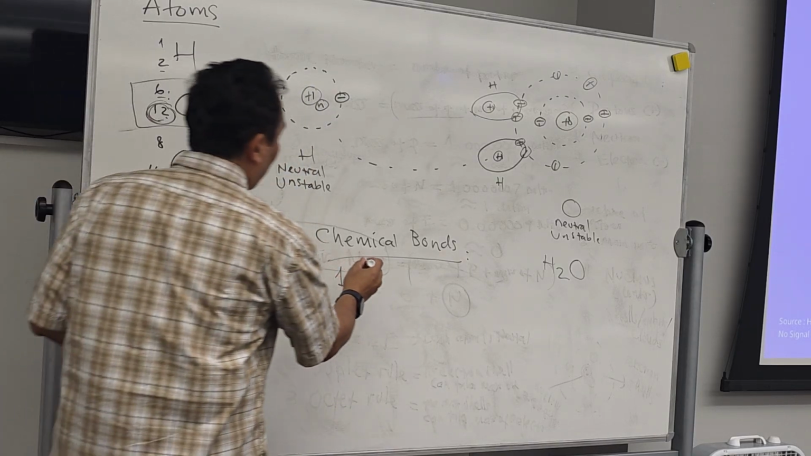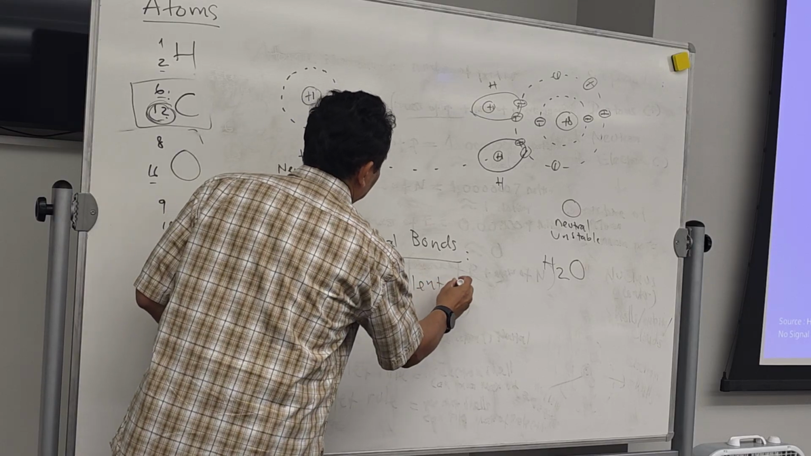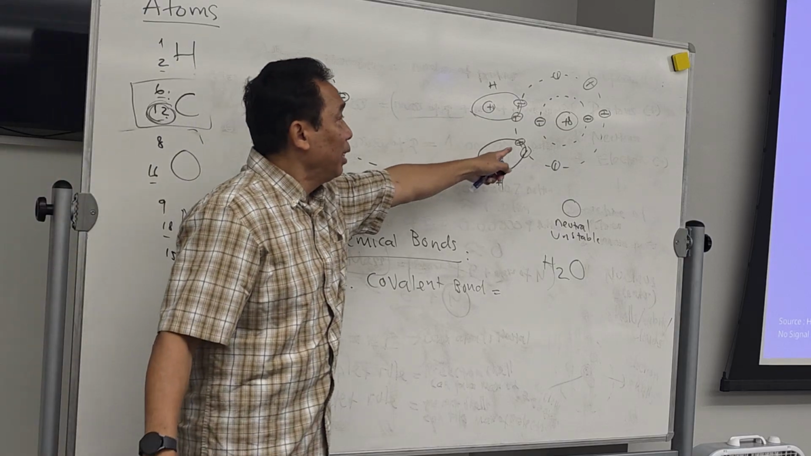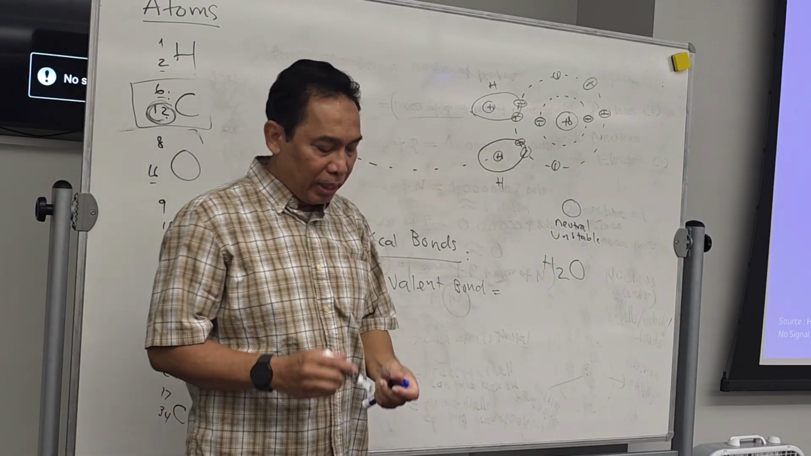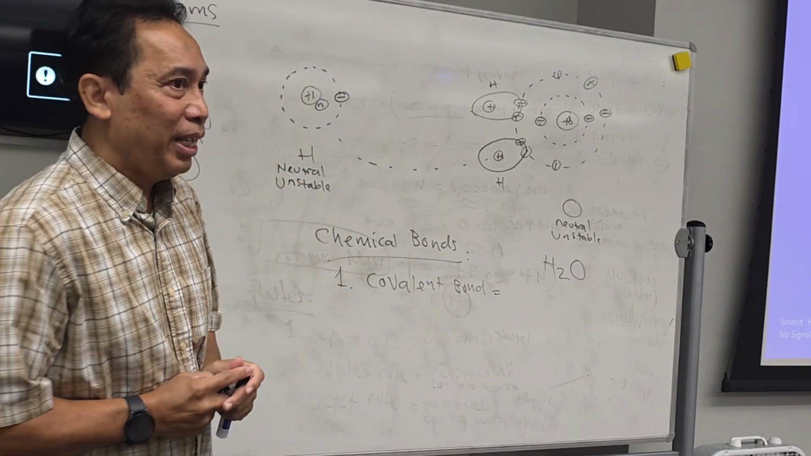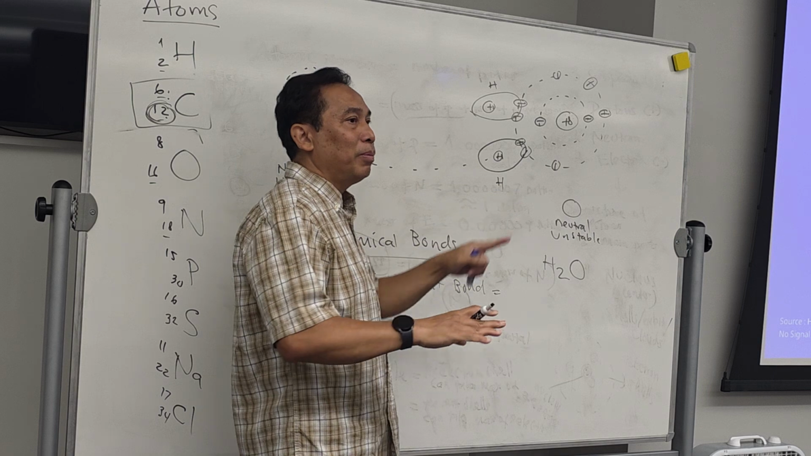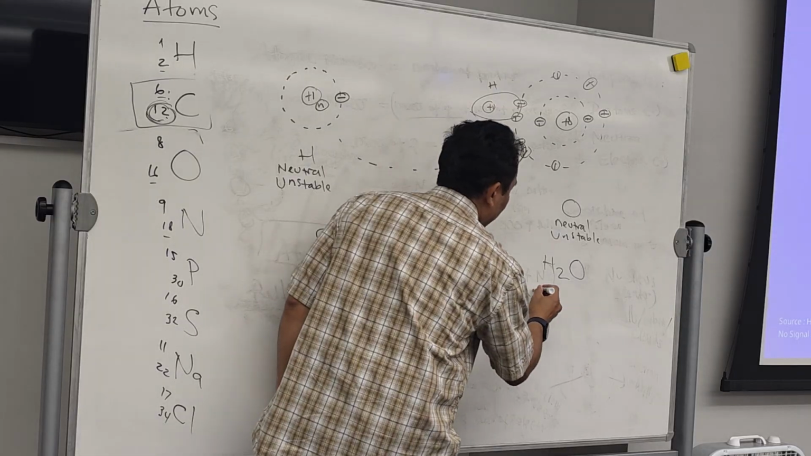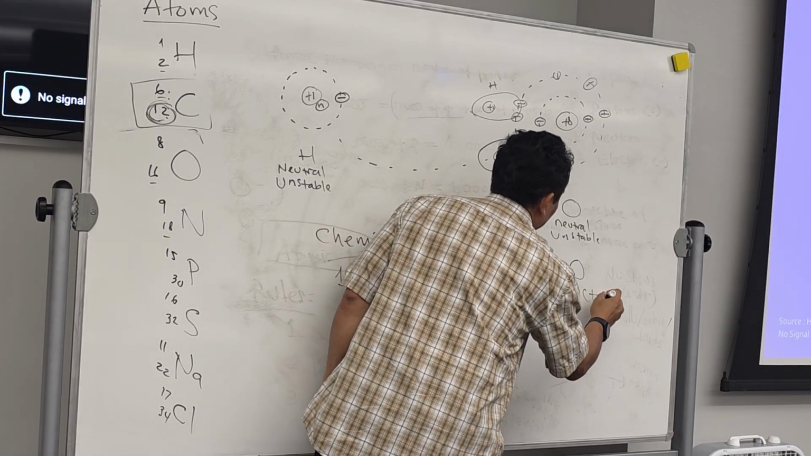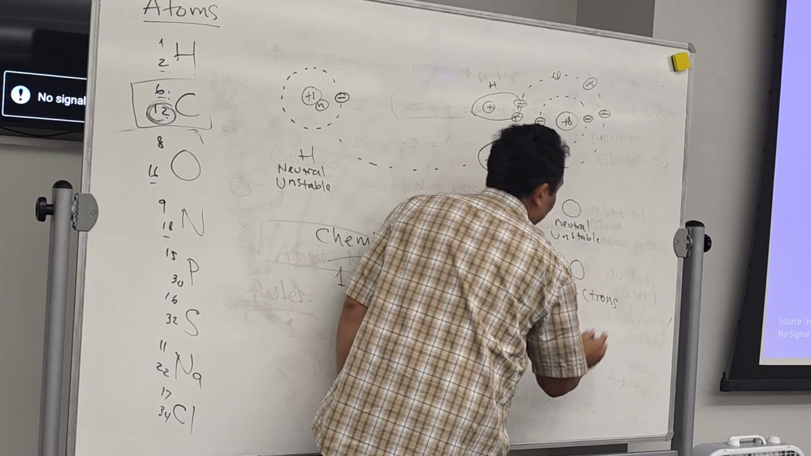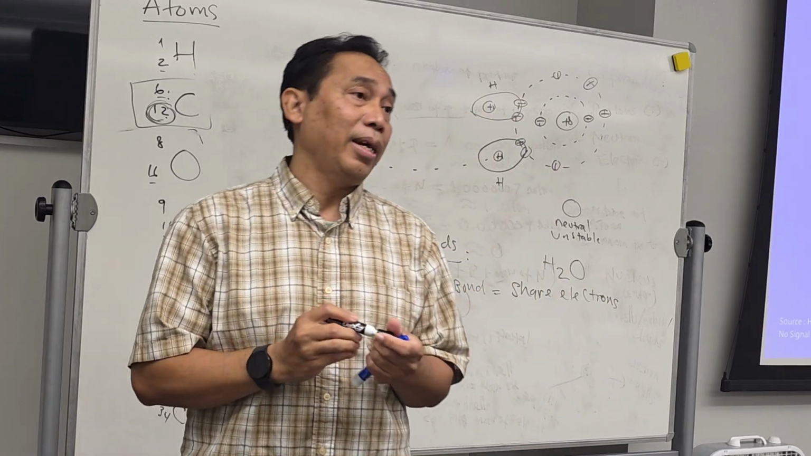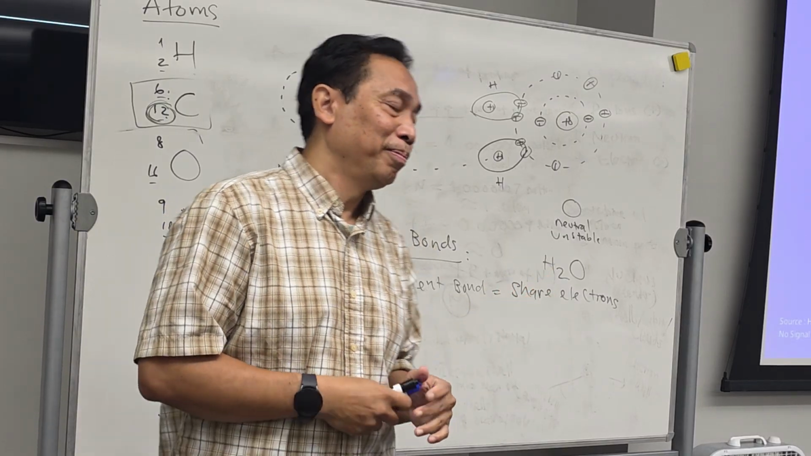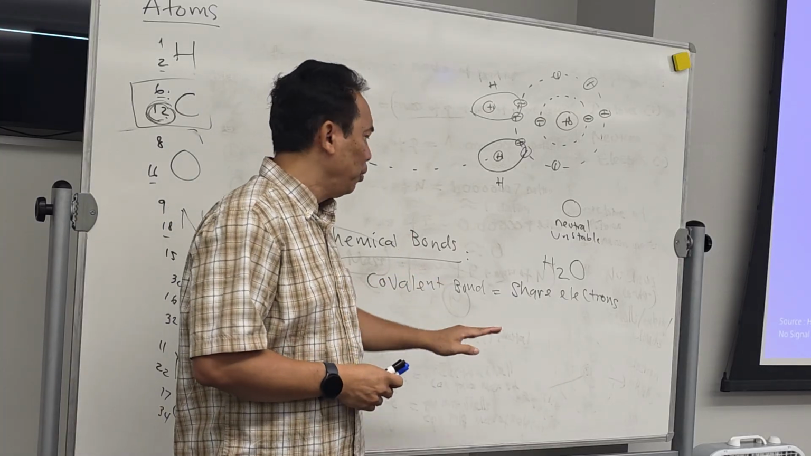The first one is called the covalent bond. You just get the example over here. A covalent bond is the bond in a molecule where the atoms share their electrons. Okay, so this one shares electrons, so each atom can use that electron. Are you with me?